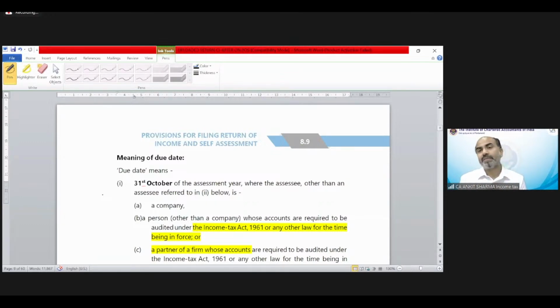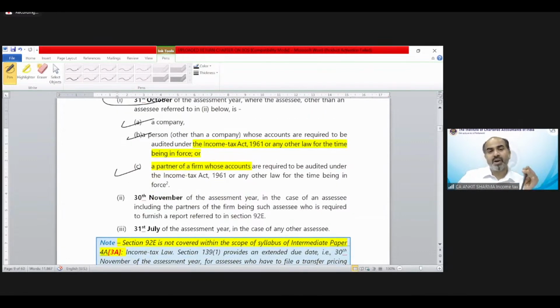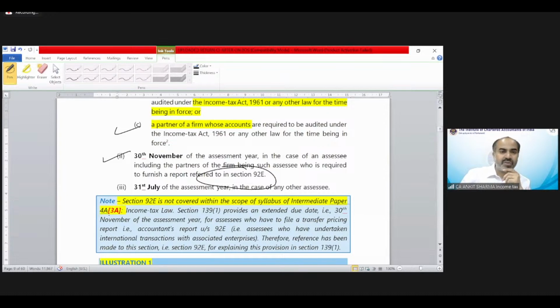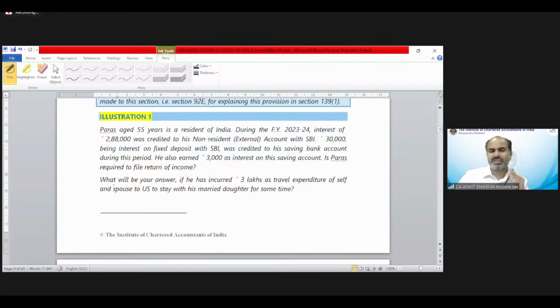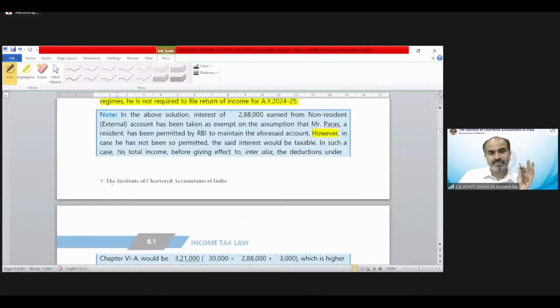Now the date of filing of income tax return for a specified category of person: 31st October for a company other than a company whose accounts are required to be audited, or a partner of a firm whose accounts are required to be audited. 30th November, if you fall under transfer pricing provision under section 92E, 92A will be discussed in final level. And 31st July for any other person except point number 1 or 2. These illustrations I have discussed in the normal class. You must have gone through those illustrations, etc.